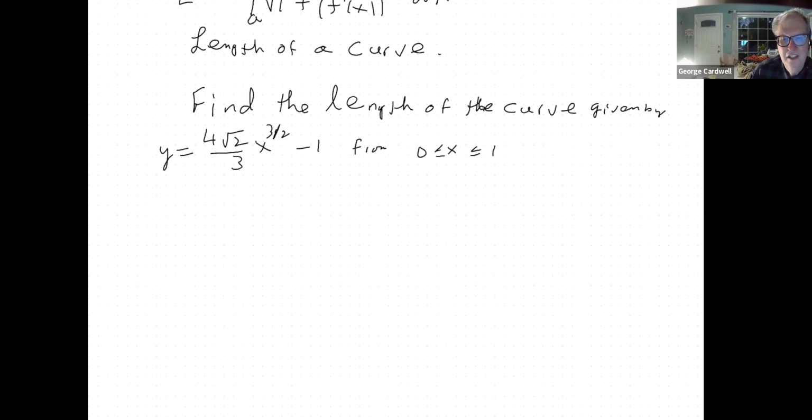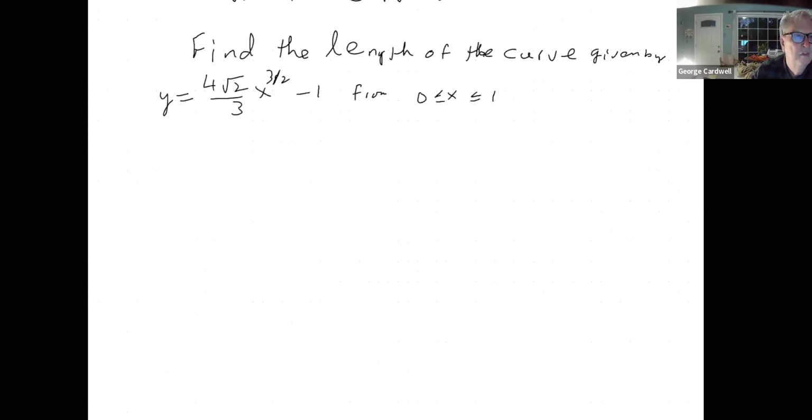So when I want to find an arc length like this, I'll write the formula down. I like to write it down. The more I write it down, the easier it is to remember. It's the integral from a to b of the square root of 1 plus f prime x squared dx. Okay.